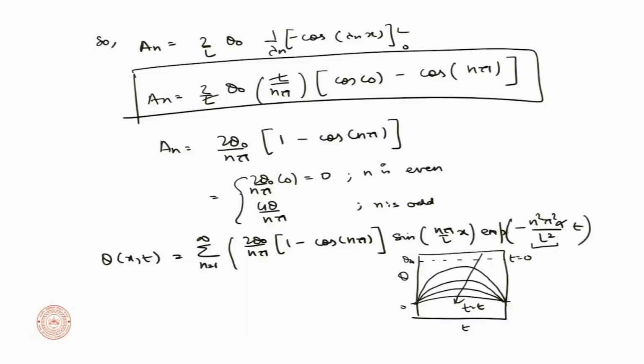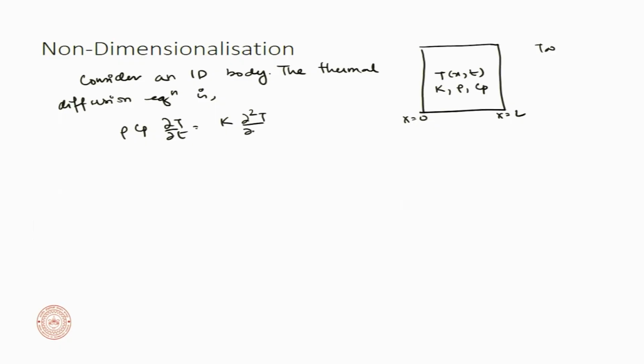The thermal diffusion equation, now you should be an expert on this by now, right? So, the thermal diffusion equation, rho Cp del T by del t equals K del square T by del x square, is our heat transfer equation. Okay. Before I get into it, I would like you to pause the video maybe and try out how to non-dimensionalize this.